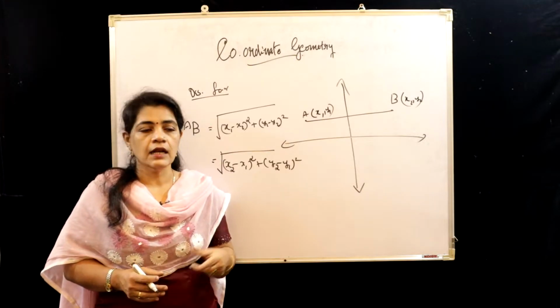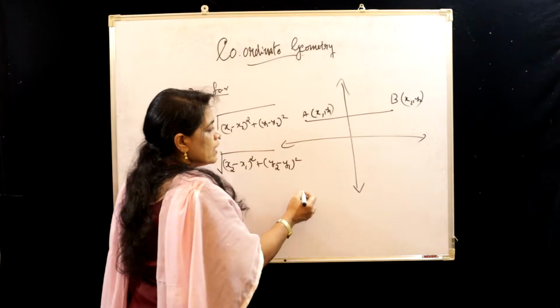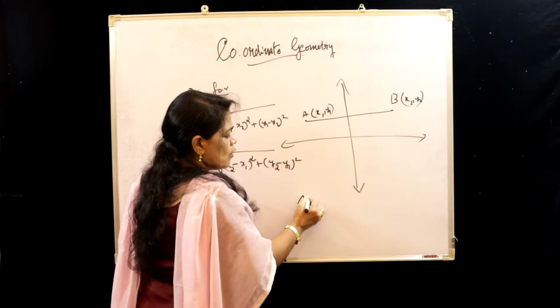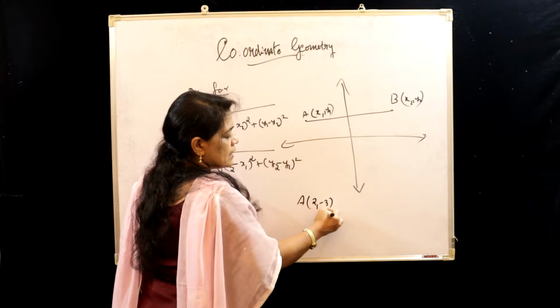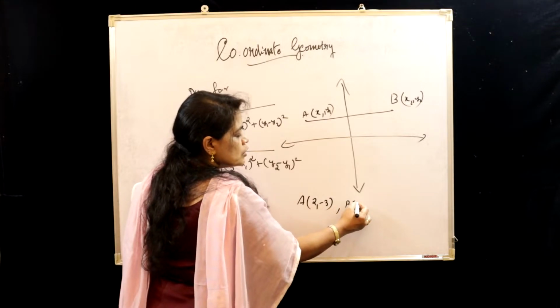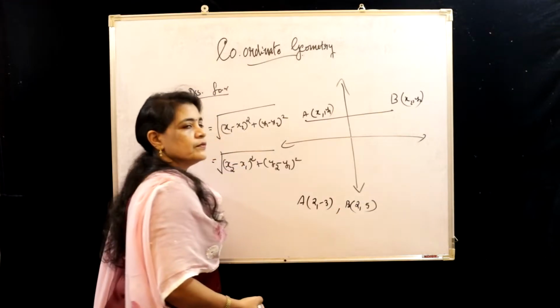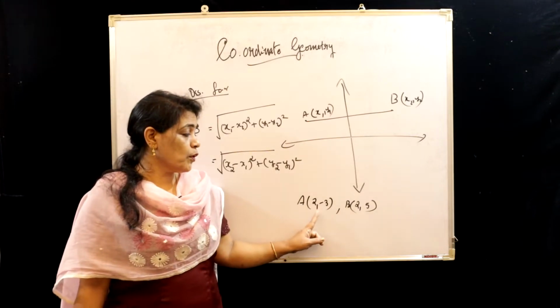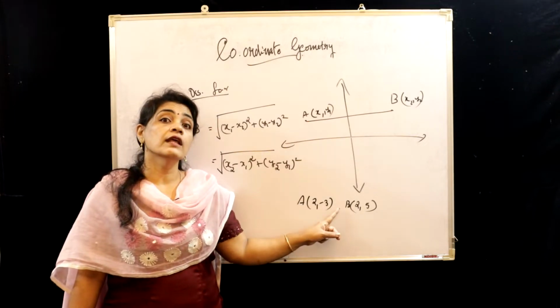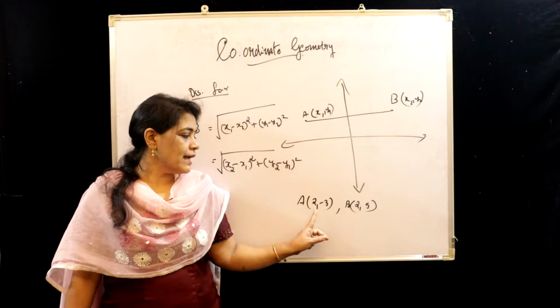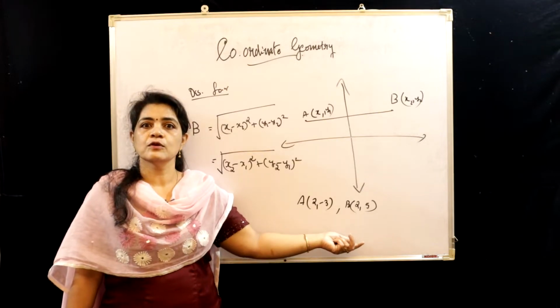The point is clear, children? For example, see, suppose we have the points A of 2 comma minus 3, and B of 2 comma 5. See children, both points have the x coordinate 2. That means x1 minus x2 is 0, and 0 square.